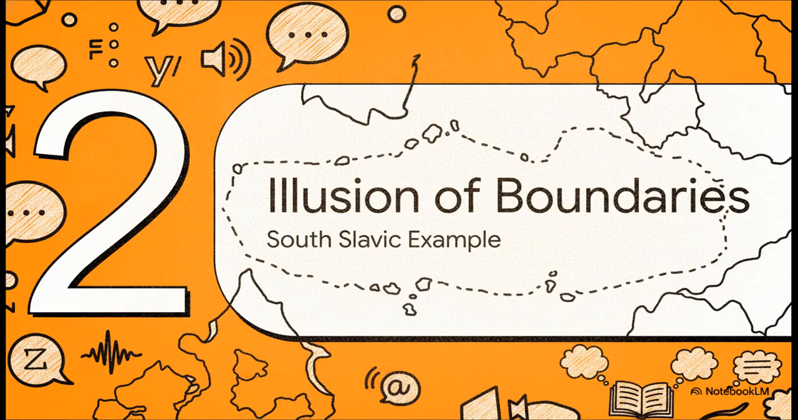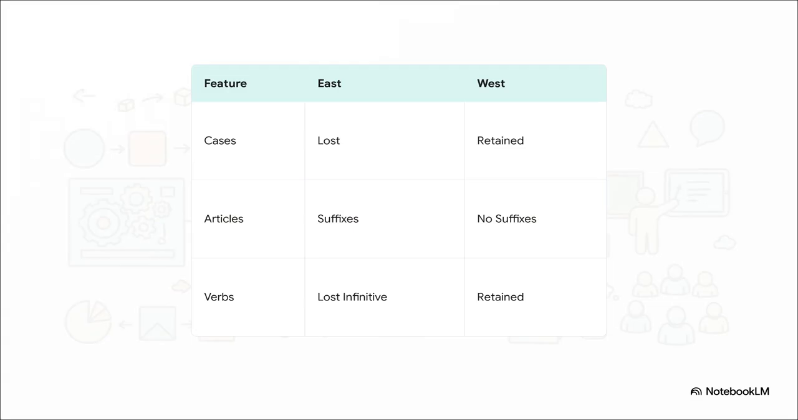Moving right along to Section 2, the illusion of boundaries, the South Slavic example. Let's look at how this continuum plays out in real life. Okay, looking at the South Slavic language continuum, you can vividly see how grammatical traits just sort of shift. It's fascinating. From the analytical East to the more conservative West, the changes are incredibly gradual. In the Eastern dialects, like Bulgarian and Macedonian, they've almost completely lost their noun cases and infinitives. Instead, they've developed these definite article suffixes. So you add ta to kniga and you get kniga-ta for "the book." But as you move westward across the map, those original noun cases and infinitives are still fully retained. It's like watching grammar evolve geographically.